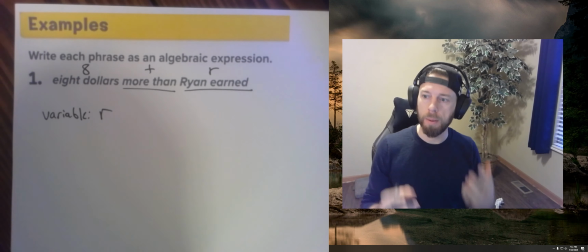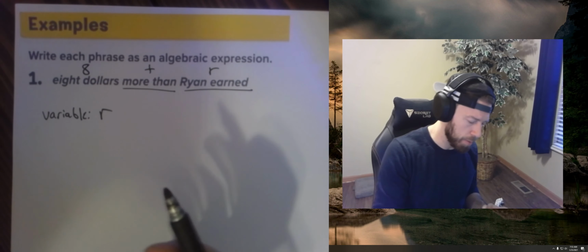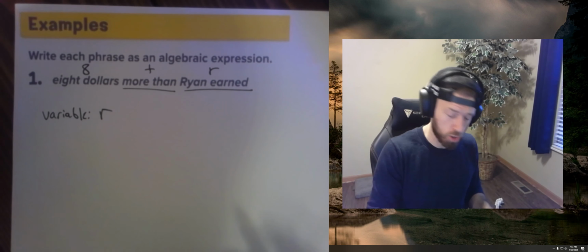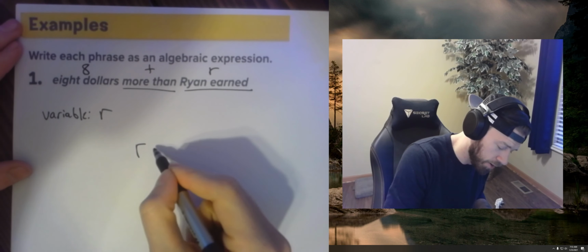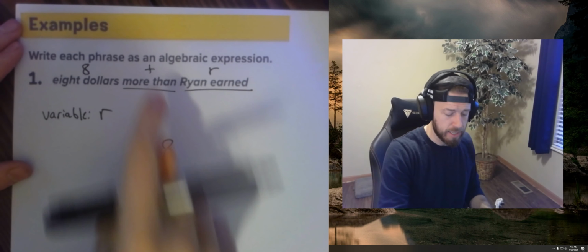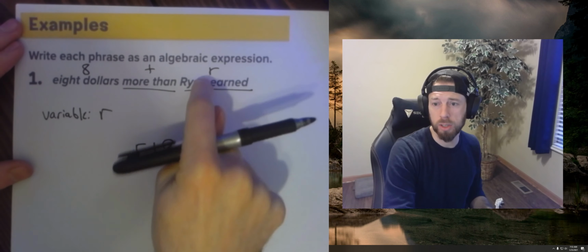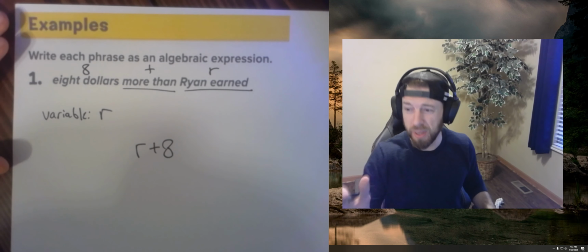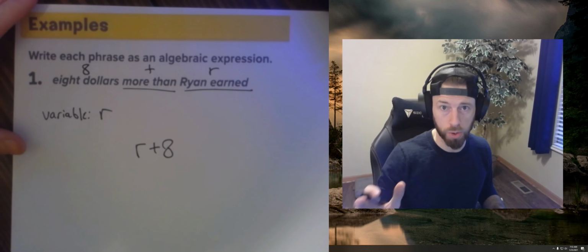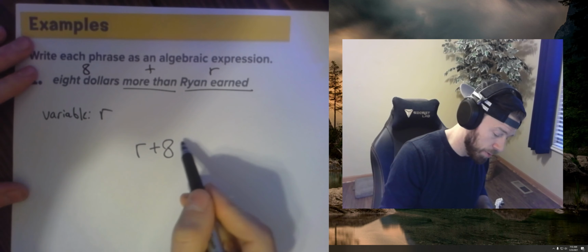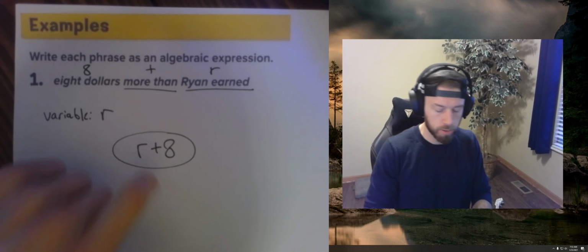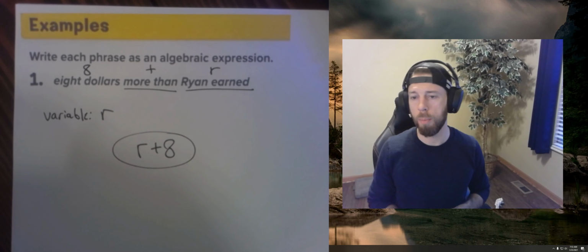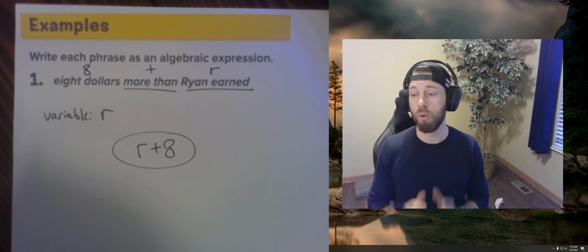Absolutely. But my way of writing this expression would probably be to say $8 more than what Ryan earned, because we would start with what Ryan earned and we would add 8 to it. Technically, both of these are correct, 8 plus R or R plus 8, but be careful. It's not always in the order that it comes in, right? So I'm going to go with what Ryan earned and adding $8 to it. We're going to go with R plus 8 on this one.